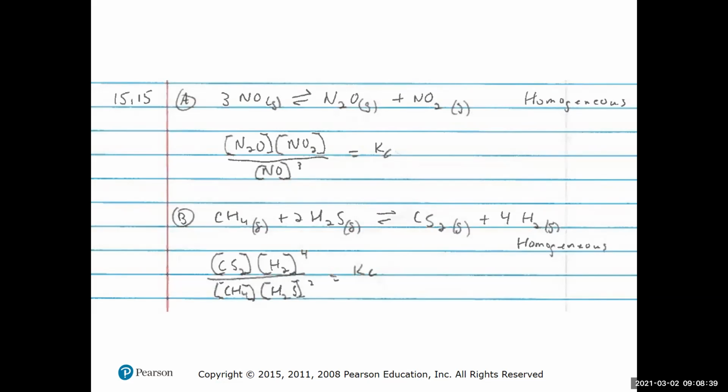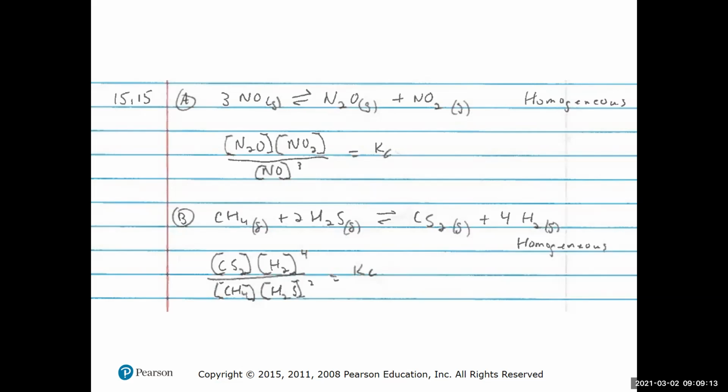So as I said before, to write these equilibrium expressions, we look at that balanced chemical equation and we put the products over the reactants. And then if any of them have a coefficient in front, then that term gets raised to that power. So in this case, N2O and NO2 are our products. So those concentrations go in the numerator. NO is our reactant. We only have one in this case. And so that goes in the denominator.